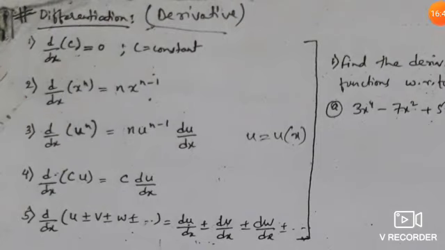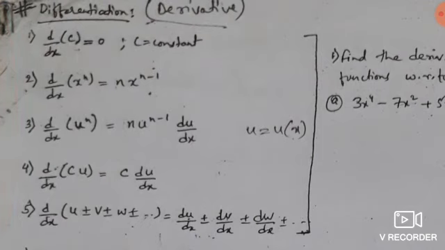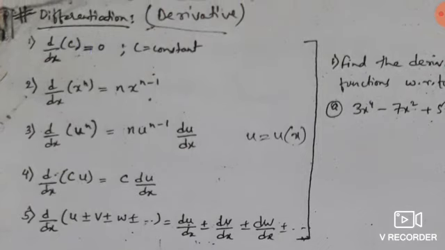In this picture, you can see d by dx of c, where c is some constant value. Constant means 1, 2, 3, 4, any digit, any number. So d by dx of a constant value will give a new value, which is 0. So the derivative of any constant value is always 0. Differentiation is also called derivative. So d by dx is an operator. It operates on some variable and gives a new value.